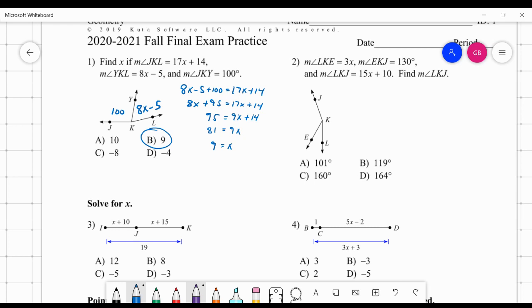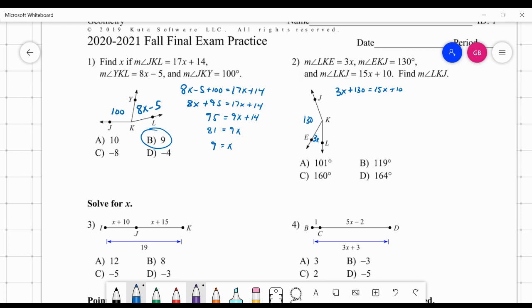Number 2, similar. LKE is 3x. EKJ is 130. And LKJ, which is the big angle, is 15x plus 10. We're going to find the measure of LKJ. So first, let's find the value of x. So using, again, the angle addition postulate, 3x plus 130 is equal to 15x plus 10.